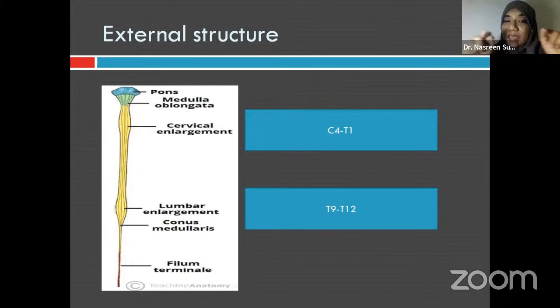Now from there, some non-functional fibrous tissue will be hanging. That is called as filum terminale. And from this conus medullaris, few nerve fibers will be emerging, and they go to the pelvic area, your legs, and all. So those nerve fibers together will be called as cauda equina. So this is about the external structure.